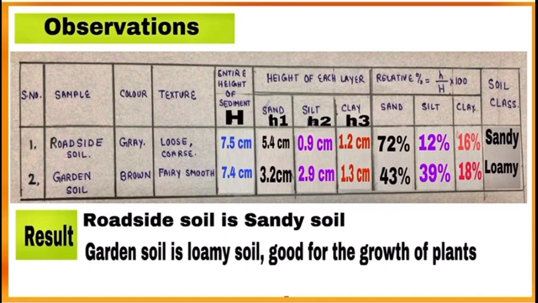Roadside soil is sandy soil as the percentage of sand is more than silt and clay, while garden soil is loamy soil as the percentages of sand, silt and clay are 43%, 39% and 18% respectively. Here sand and silt are in approximately equal percentage, and this soil is good for growth of plants.